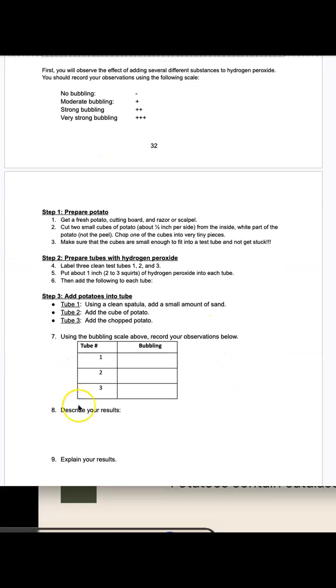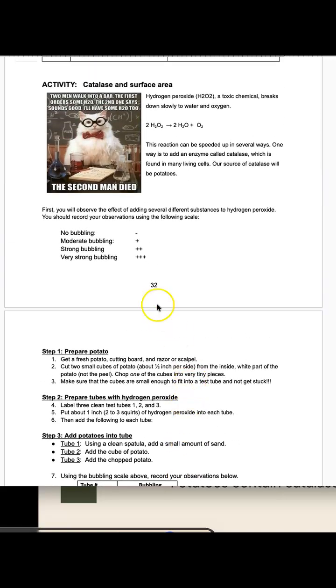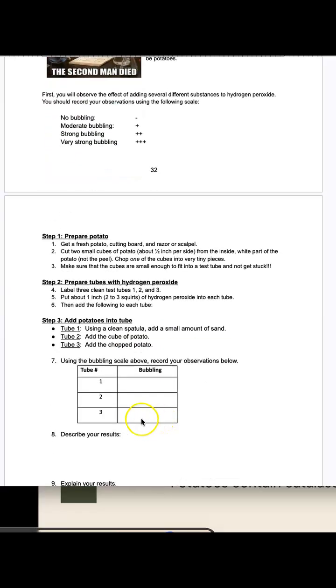And so in this, we already filled out this table, but the reason why the last tube, with the minced potato, had the most bubbles was because it had the most surface area, therefore had the most activity. It had the most surface area for the catalase and the hydrogen peroxide to meet in order to form water and oxygen.